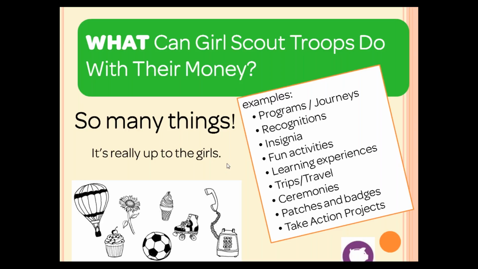Some examples are that it's really up to the girls, and some examples are programs such as journeys, recognition such as badges, awards, or patches, insignia for uniforms, pins, emblems, events like council-driven activities or service unit activities, learning experiences such as training or a tour, trips to a local landmark or a nearby town, ceremonies such as Court of Awards, and take action or other community service projects.